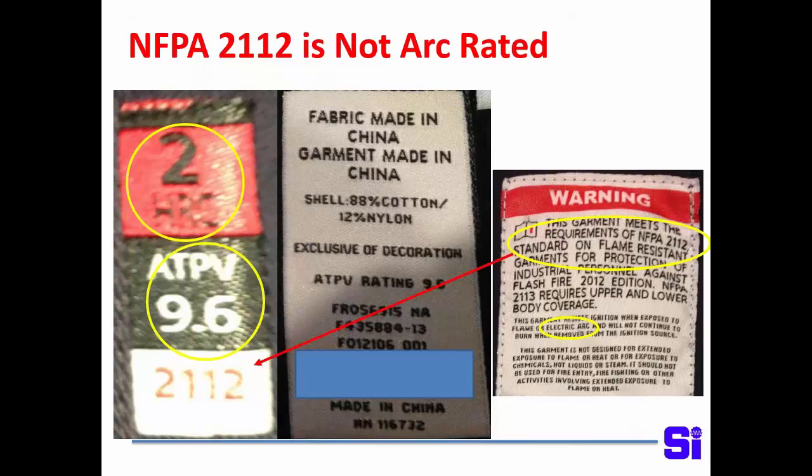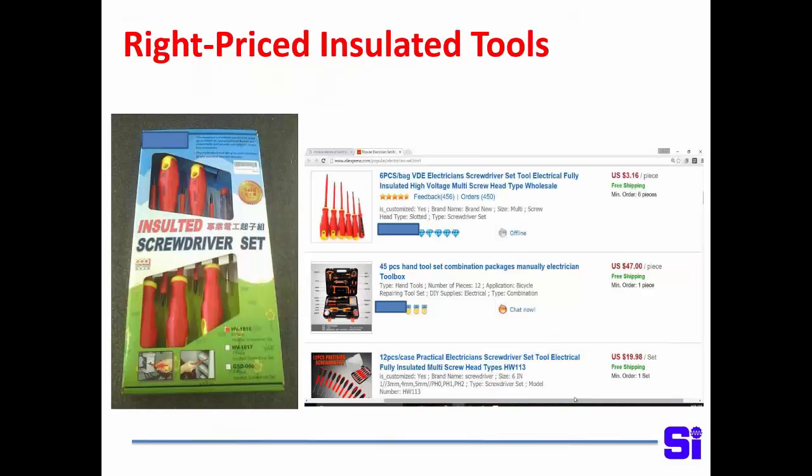So you've got to make sure that it says it is tested to ASTM F1506. Otherwise, it is not arc rated. I don't care what other markings it has on it, it's no bueno. Here's something else that I found. We have a set of insulted screwdrivers. Now, I don't get a lot of confidence when I see that they spell insulated as insulted.